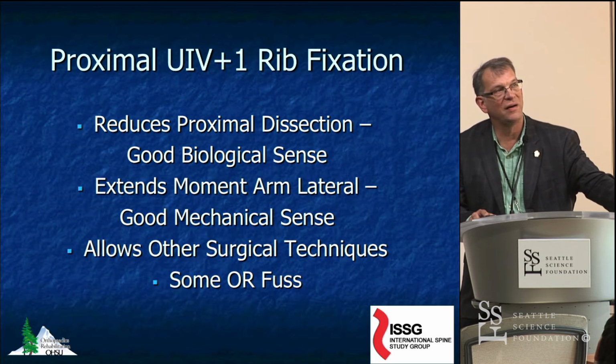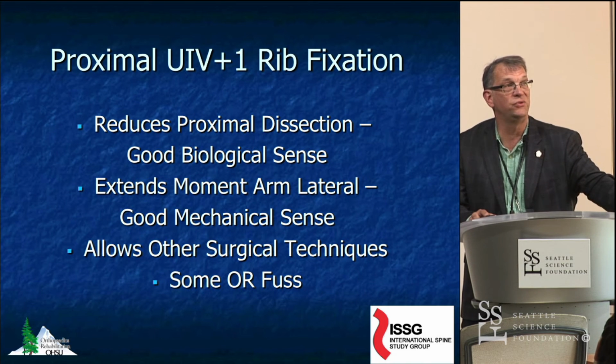So why do I like this idea? So I think it reduces the extent of proximal dissection, which makes good biologic sense, less injury to the muscles, less injury to the ligamentous complex, and you're extending a level above your fusion. Mechanically, I think it makes sense because it extends the moment arm lateral, extends the length of the moment arm, and thereby provides better strength than a midline construct really can.